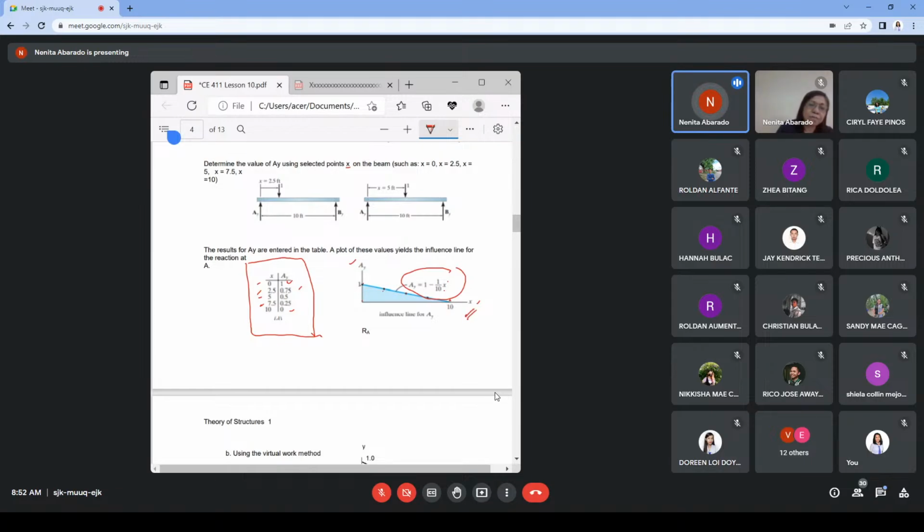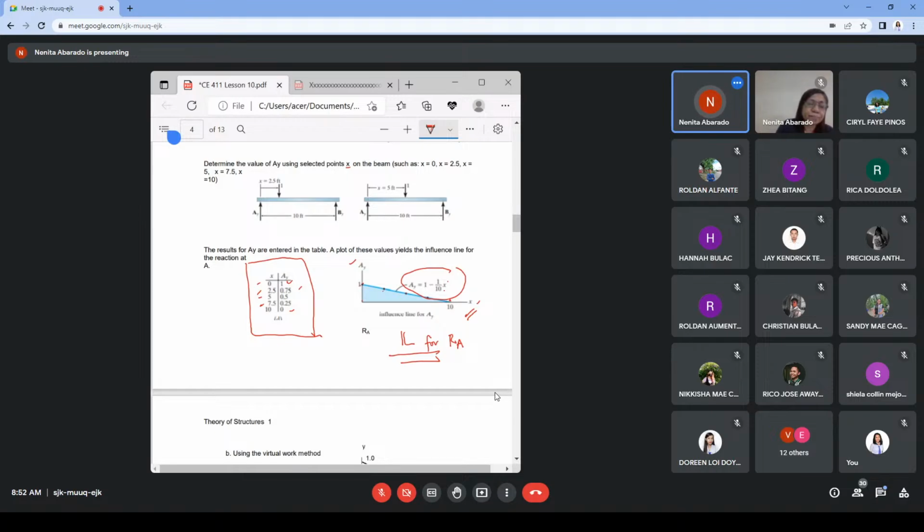So, this is now the influence line for the reaction at point A. Did you get it, class? Okay, class, do you understand how to construct this line? Is it clear, class? So, the implication is for our moving loads.